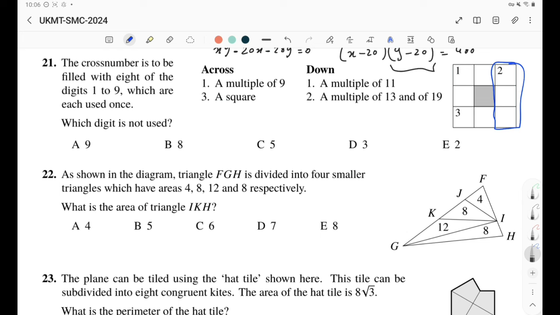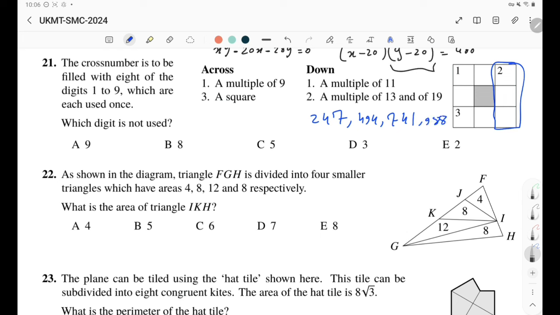So it should be a multiple of 13 times 19. What is 13 times 19? It's 247. So this number should be a multiple of 247. What are the possibilities? It's either the same number, or this number times 2, which is 494, or this number times 3, which is 741. Okay, if we multiply by 4, we get 988.